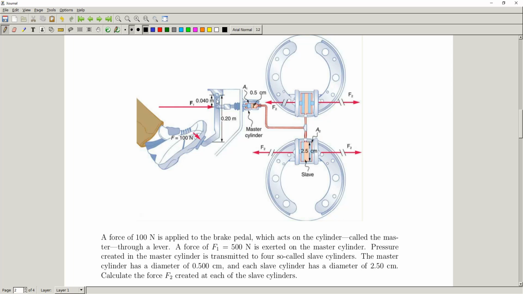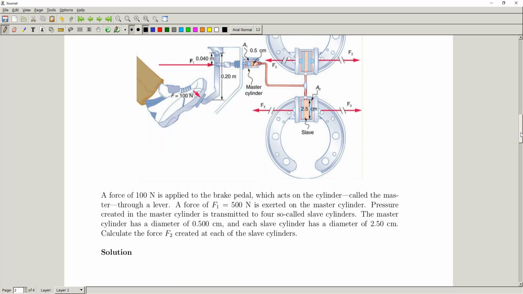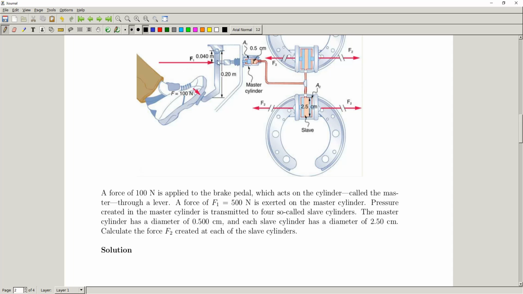We could look at the torque. We could use this as our pivot and so forth. But we're going to skip all that. We're just going to take for granted that we can calculate it, and we're going to say that F1 is equal to 500 newtons. So we have 500 newtons pushing down on our piston here.